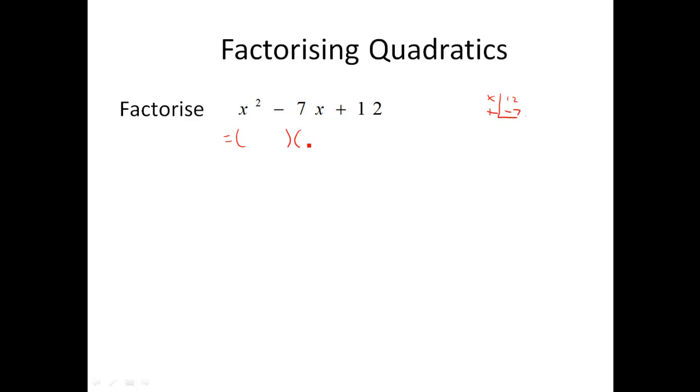Now, the two ways we can get a positive number is by multiplying two positive numbers, or multiplying two negative numbers. Now if they're going to add to give me negative 7, the only way I can do that is if they're two negative numbers. So what two numbers add to give negative 7 and multiply to give 12? Negative 3 and negative 4. So the factorised form of this is x minus 3, x minus 4.